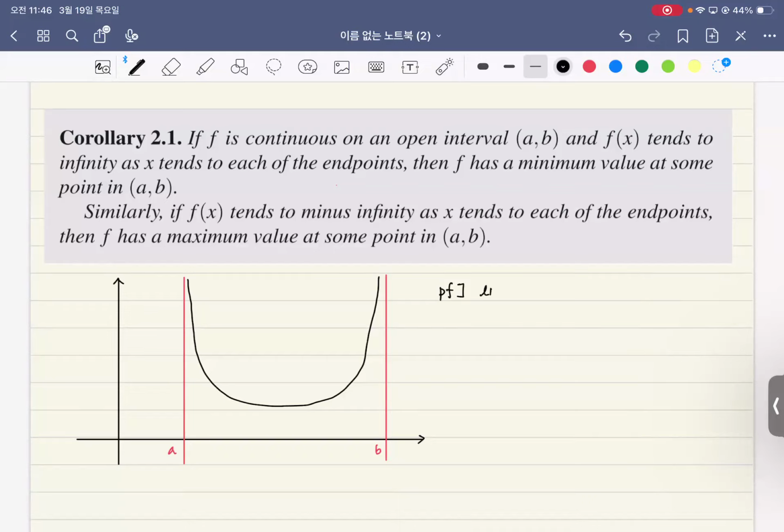This is a silly exercise. As x is approaching a from the right, f of x is tending to positive infinity. That means for any sufficiently large positive number m, there is a delta, I would say delta 1, such that if x is between a and a plus delta 1, then f of x is greater than m. Okay?